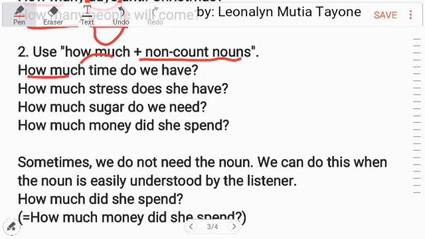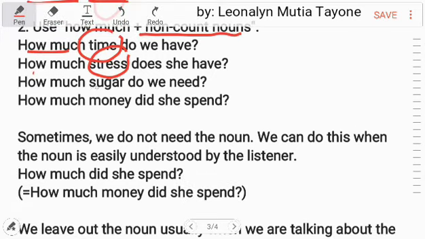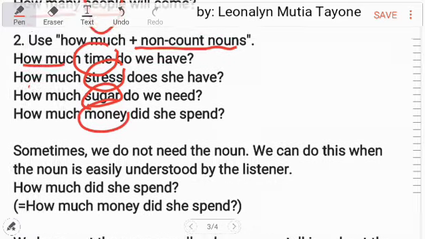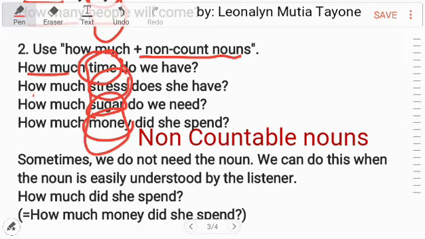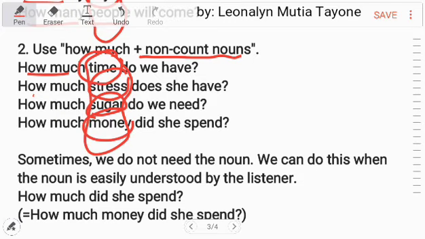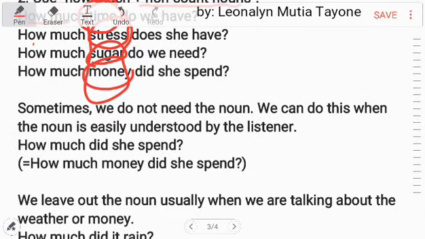Use how much with non-countable nouns. How much time do we have? How much stress does she have? How much sugar do we have? How much money did she spend? These are non-countable nouns. Sometimes we do not need a noun. We can do this when the noun is easily understood by the listener. How much did she spend? Like how much money did she spend?